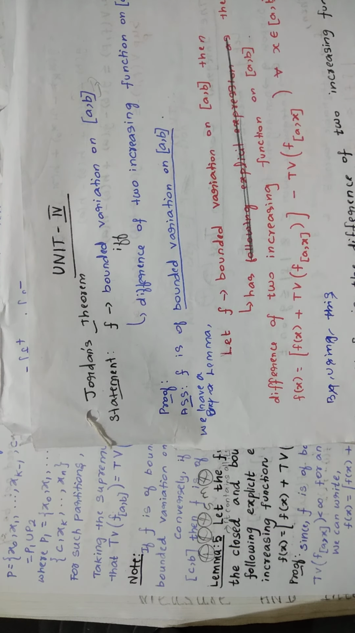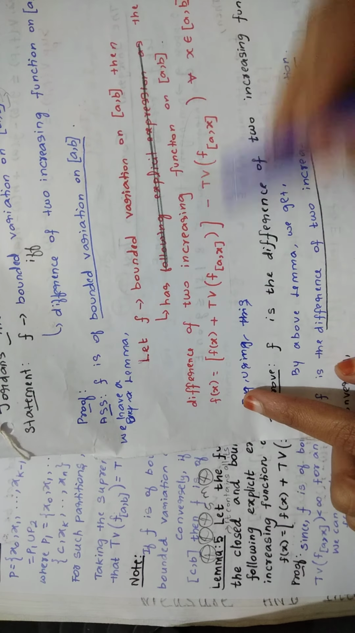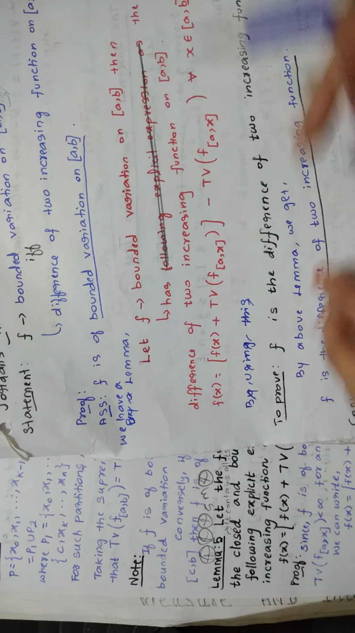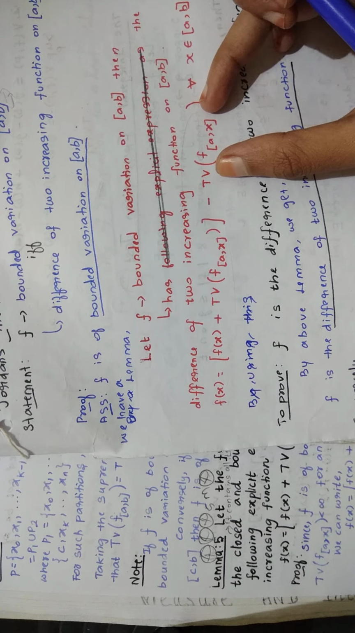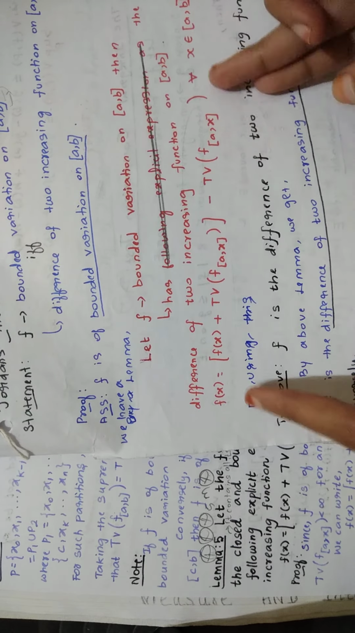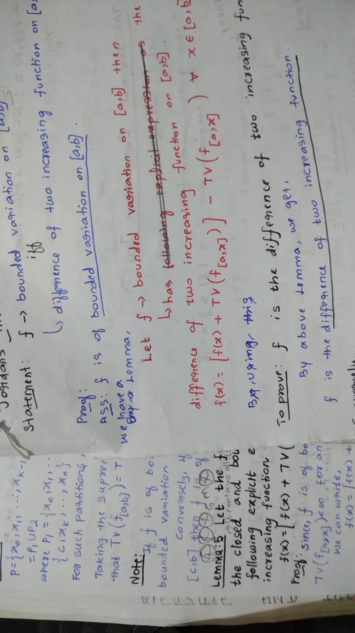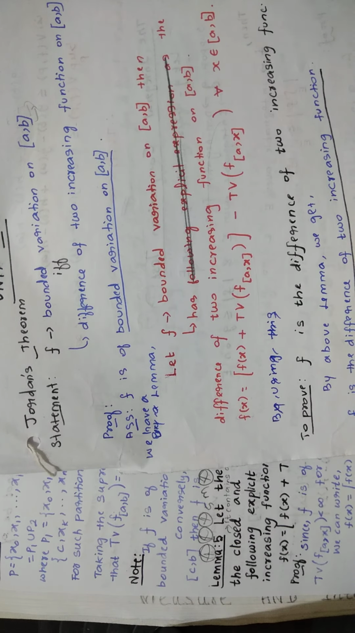What is meant by f is the difference of two increasing functions? It means this format: here you have the function f, and this is one increasing function and this is another increasing function. So you can say f is the difference of two increasing functions. This is what they are saying in the sentence. I hope you find it easy to learn the statement of this theorem. So let us move on to the proof.